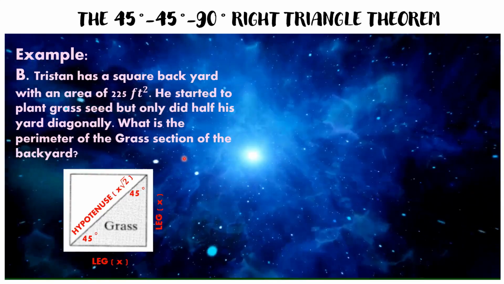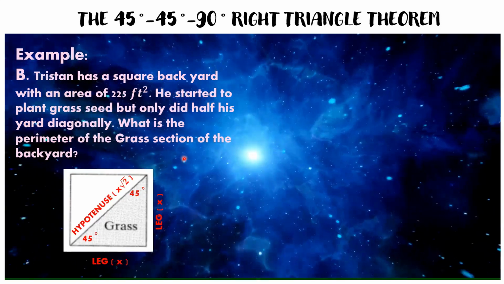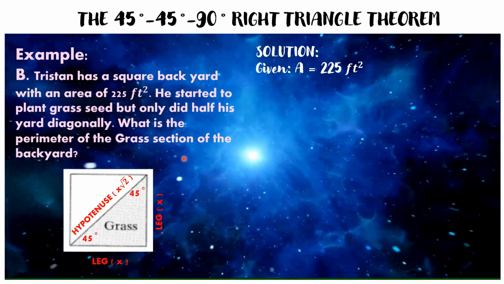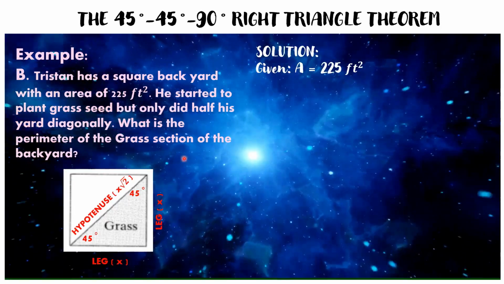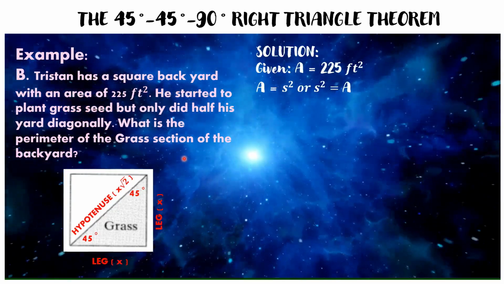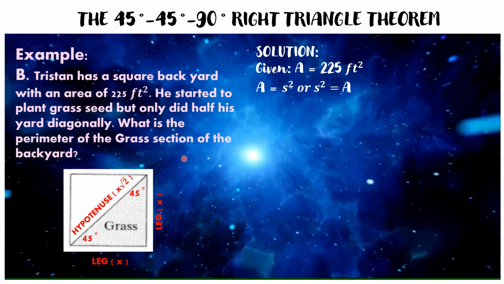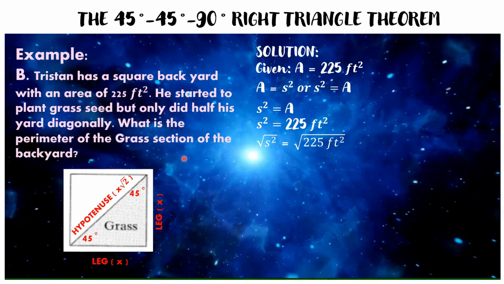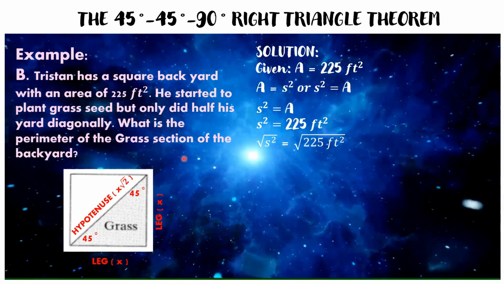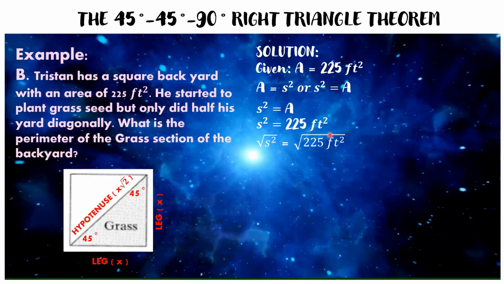Pero bago natin magawa yun, since ang given po ay area, which is equal to 225 square feet, kailangan po nating malaman kung ano yung sukat ng sides ng square. So, since area is equal to s squared, or s squared is equal to area, to solve for the length of the sides of the given square, s squared equals A. By substitution, magkakaroon tayo ng s squared equals 225 square feet.